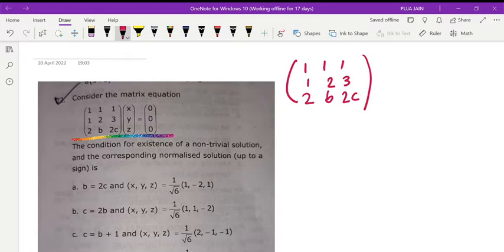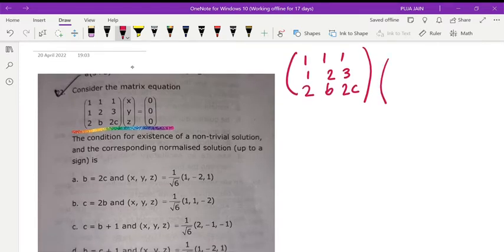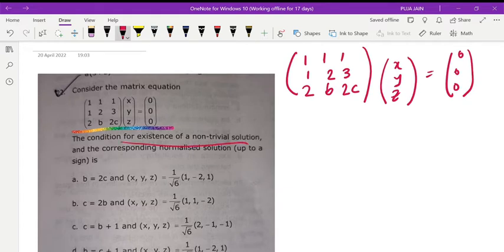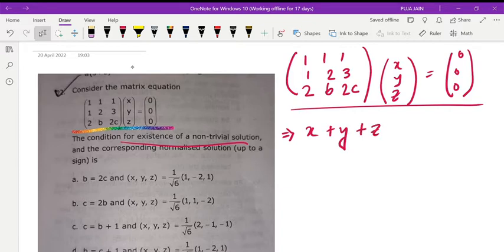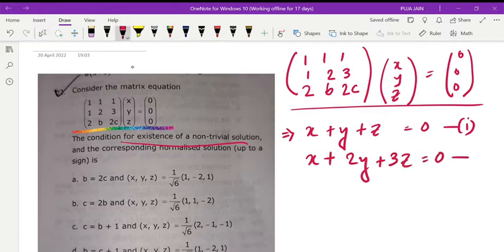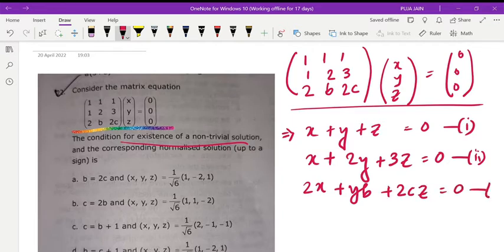Now you see 1 1 1, 1 2 3, 2 b 2c, and here x y z, and this side 0 0 0. Since they have asked the condition for existence of a non-trivial solution, let's see what we are getting. We are getting x plus y plus z equals 0. This is the first equation. Second, x plus 2y plus 3z equals 0. And the third we are getting is 2x plus by plus 2cz equals 0. So we are getting these three equations.